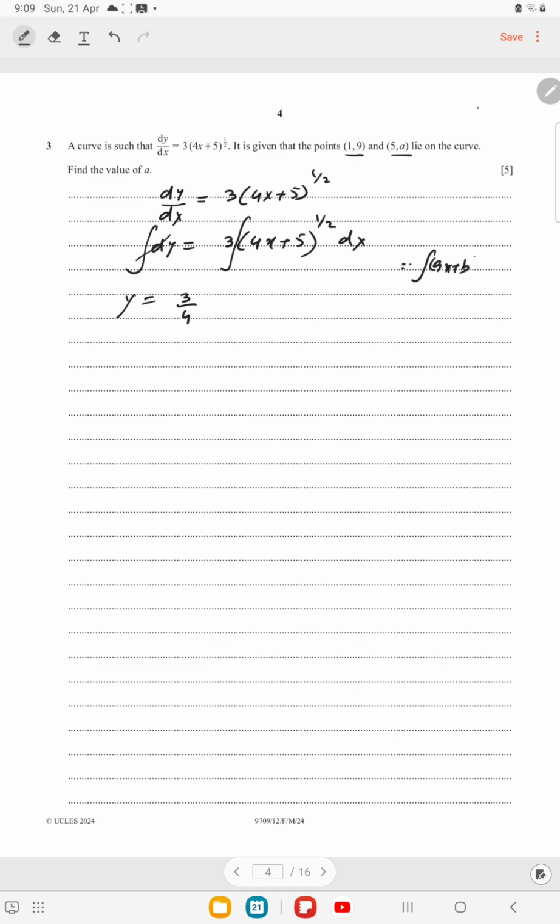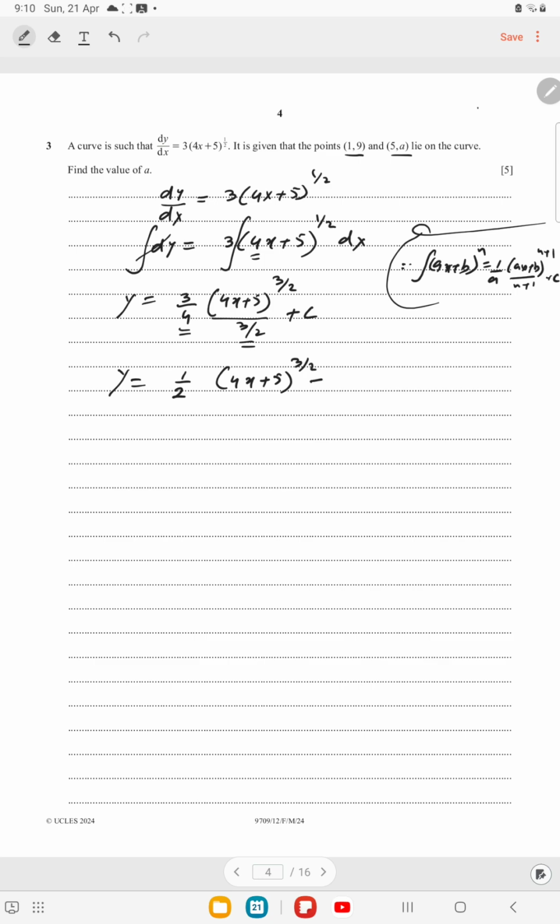Ax plus b whole power n will be 1 over a times ax plus b power n plus 1, divided by the new power n plus 1, and plus c. You know the constant of integration. We need it for an indefinite integral. So a is 4, so 3 by 4. We have to add 1 to the power 1 by 2, plus 1 gives 3 by 2, divided by 3 by 2, plus c. Simplify the constant. We will get 1 by 2 because this and this will be solved. Get 4x plus 5 raised to power 3 by 2 plus c.